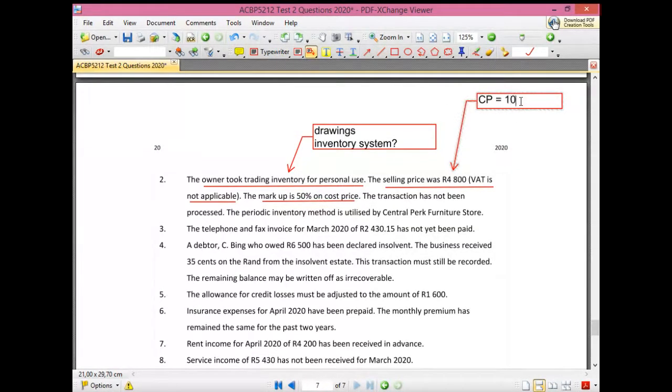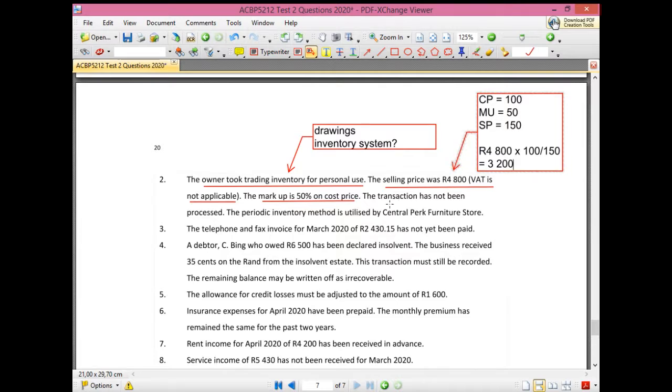We say cost is always 100 if the markup is on cost price. So the markup is 50, which means the selling price represents 150. To work out the cost price, you take the 4,800, multiply it by 100, which is the cost, divided by the 150, which is the sales amount it represents. If you do that calculation, 4,800 multiplied by 100 over 150, what do you get? Okay, so you get 3,200. So that is the cost of that inventory.